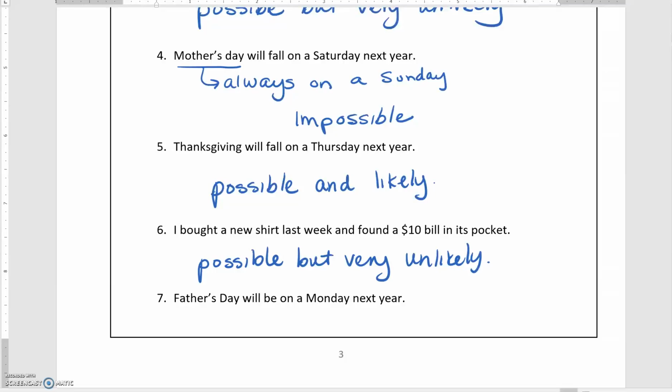And our final one, number 7, says Father's Day will be on a Monday next year. Again, you have to know something about holidays, but Father's Day is always on a Sunday. So this statement is impossible.